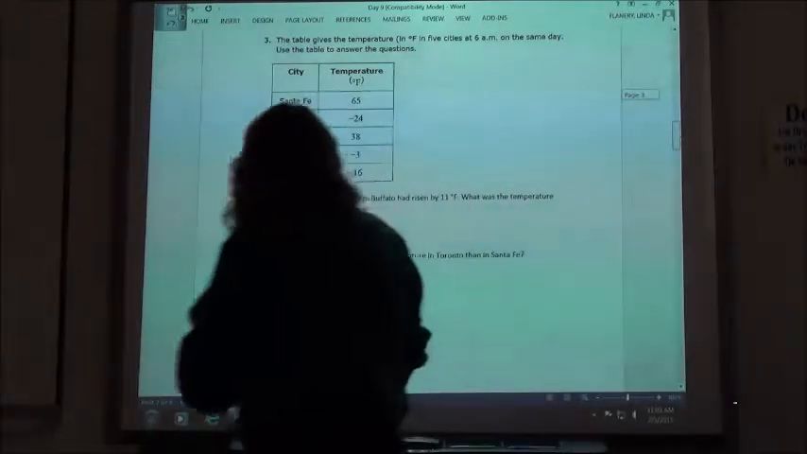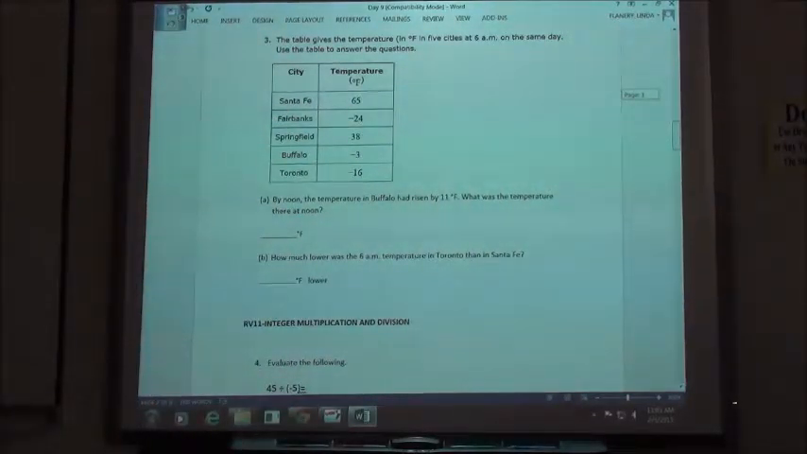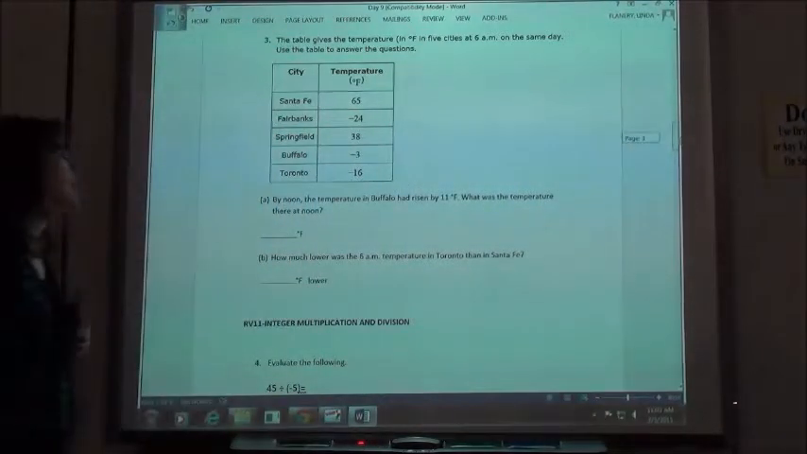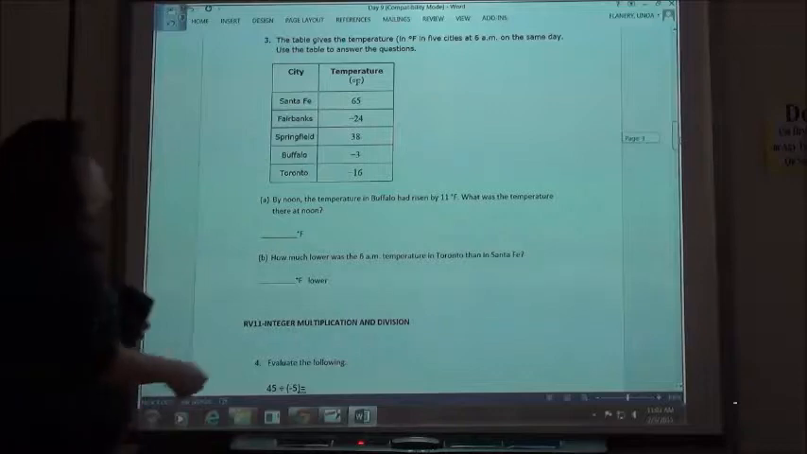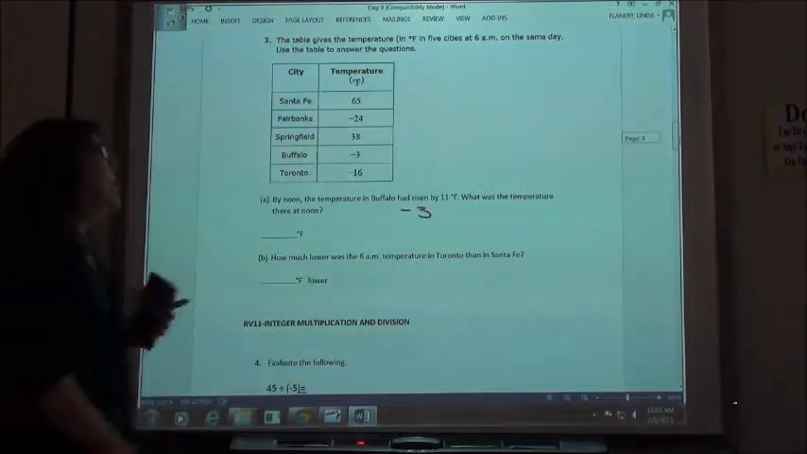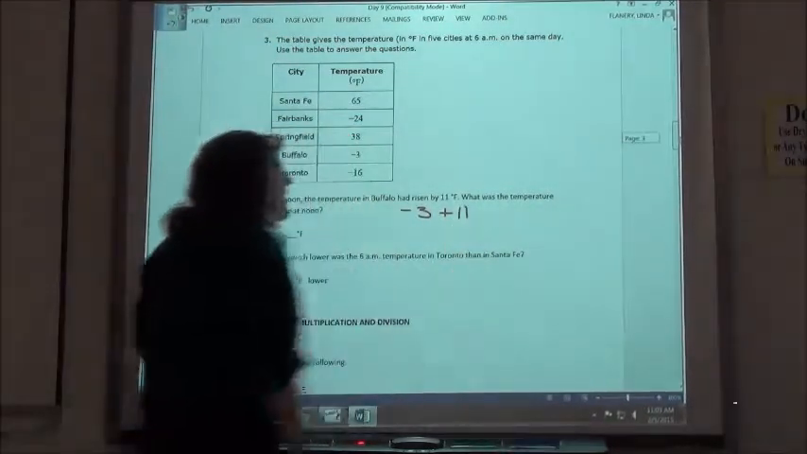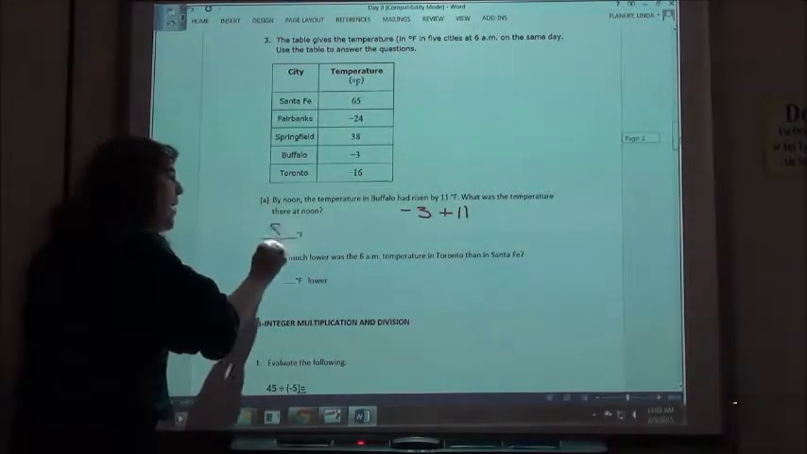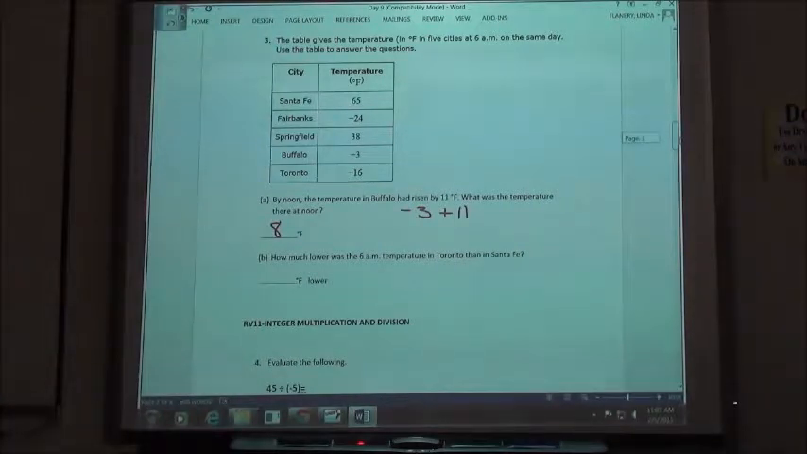The third one, the table gives the temperature in Fahrenheit in 5 cities at 6 a.m. on the same day. Using the table, answer the questions. By noon, the temperature in Buffalo had risen by 11 degrees Fahrenheit. What was the temperature there at noon? So the temperature at 6 a.m. was at negative 3. We're used to that. If the temperature goes up, it rises by 11 degrees. What's the temperature going to be? Again, my rule is to subtract and take the sign of the larger. So if you take 11 minus 3, you're going to end up at positive 8 degrees. Right? If I'm at negative 3 and I go up by 11, I'm now at positive 8.